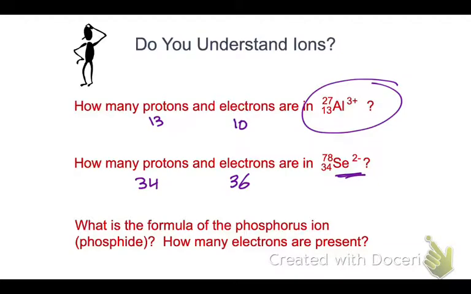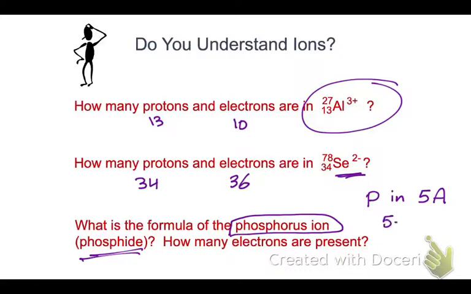What is the formula of phosphide ion? And how many electrons are present? If I ever give you a question like that, it means that I am assuming that you will know what kind of a charge phosphorus will take. If you go to the periodic table, phosphorus is in group 5A. So the charge that phosphorus will take is the group number minus 8, and that will be -3. So phosphorus will have a -3 charge.